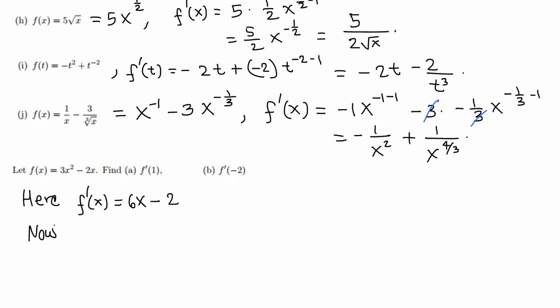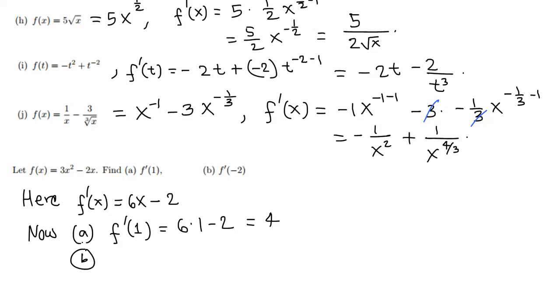Now once we have this derivative, we can answer part A. f prime at 1 means evaluate this derivative at 1. Replace x by 1. So 6 times 1 minus 2. 6 times 1 is 6, minus 2 is 4.